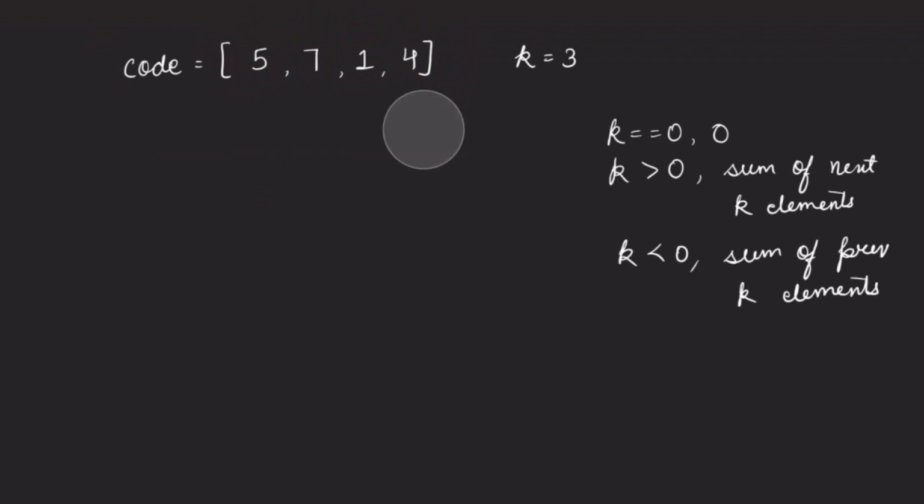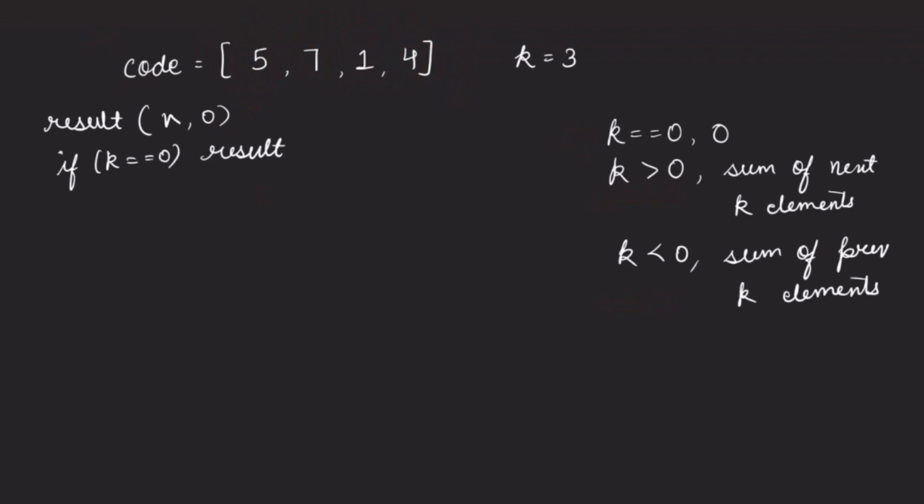So for this, one of the basic and simple brute force approaches is to take each element, find out the sum of next or previous k elements on the basis of k, replace it with that sum and return it. And this condition you can put beforehand. So in this case, you will create a resultant vector whose size will be equal to code's size, which we are denoting with n. Initially, we will keep all the values as 0. Now, if your k is 0, then you can simply return your result, right? Otherwise, you will move forward.